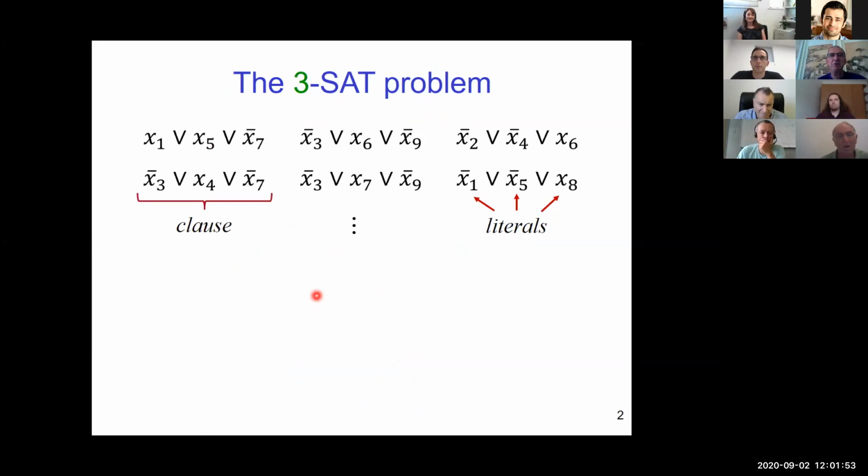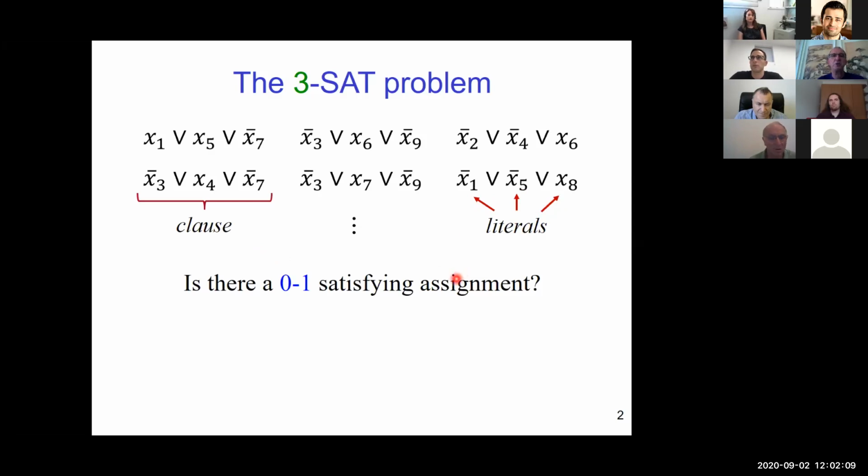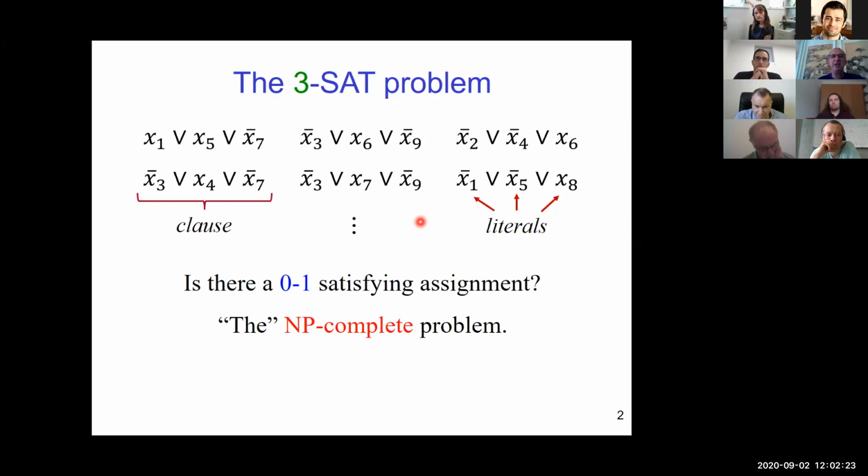Okay, let's start with a very brief reminder of the 3-SAT problem. The input is composed of a collection of clauses. Each clause is a disjunction of 3 literals. Each literal is a variable or its negation. And the question, of course, is: is there a 0-1 satisfying assignment? Can we assign each variable a Boolean value such that all the clauses would be satisfied? This is, of course, the most famous NP-complete problem, so we cannot expect to solve it in polynomial time. But the question is, how well can we do?